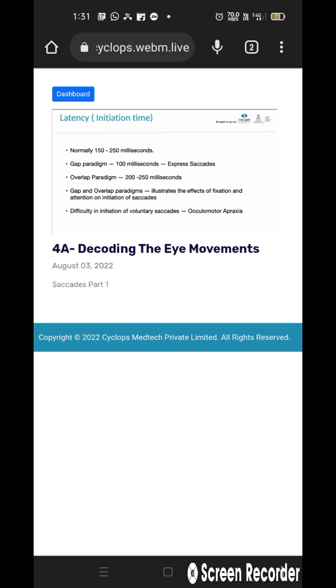The introduction of a brief gap of several hundred milliseconds between the disappearance of the initial fixation target and the appearance of a peripheral target is called the gap paradigm. That is, the fixation target disappears and then the new target appears. There is a gap. This gap paradigm leads to a reduction in the saccadic latency to 100 milliseconds, where those saccades are called express saccades.